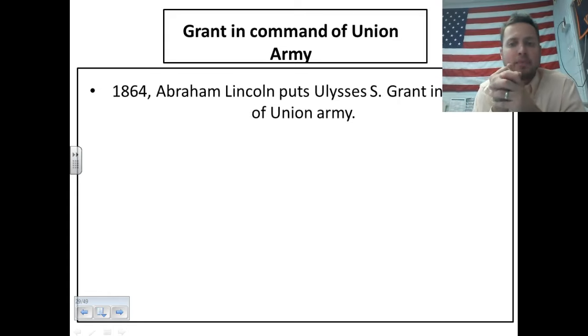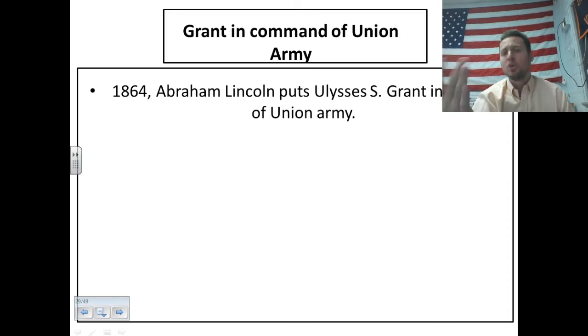Hey, please put 1864. Abraham Lincoln puts Ulysses S. Grant in charge of Union Army. Why? Why did he do it? Because he wanted to win, baby. Because you don't win with guys like Irvin McDowell, John Pope, George McClellan, Ambrose E. Burnside, Joseph Hooker. You don't win with those guys.